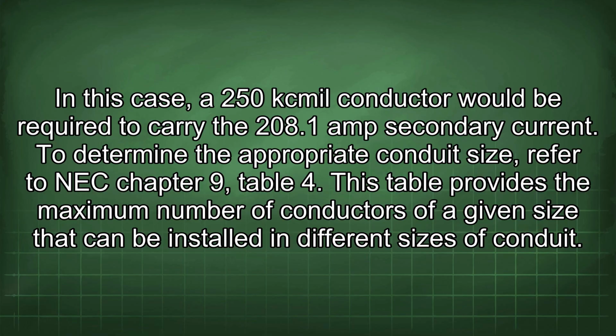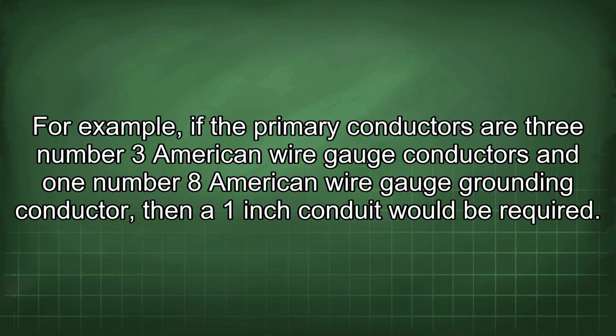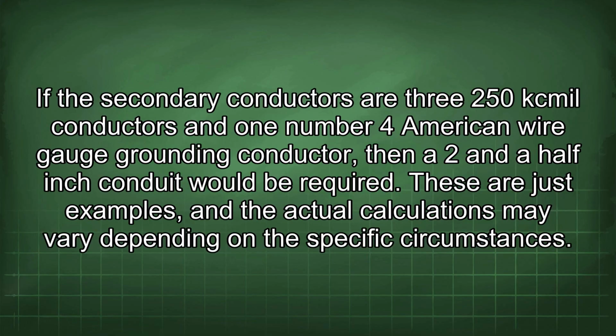To determine the appropriate conduit size, refer to NEC Chapter 9, Table 4. This table provides the maximum number of conductors of a given size that can be installed in different sizes of conduit. For example, if the primary conductors are 3 number 3 American wire gauge conductors and 1 number 8 American wire gauge grounding conductor, then a 1-inch conduit would be required. If the secondary conductors are 3 250 kcmil conductors and 1 number 4 American wire gauge grounding conductor, then a 2.5-inch conduit would be required.